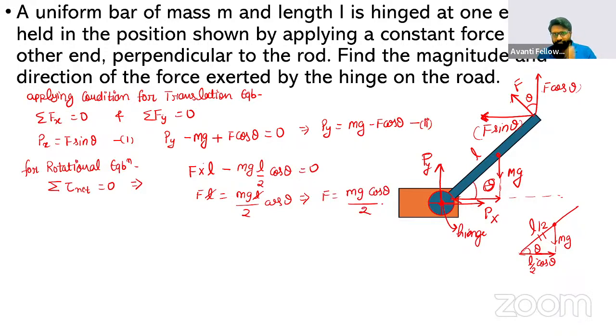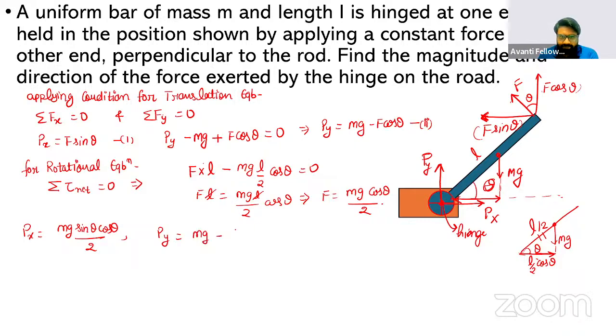Okay, now what we have to do: find the magnitude and direction of force exerted by the hinge on the rod. So how much force has the hinge applied, Px and Py. Now you just put the value of F in equation 1 and equation 2. So Px is coming out as F is mg cos theta by 2 and it is sin theta, so it will be mg sin theta cos theta divided by 2. This is Px.